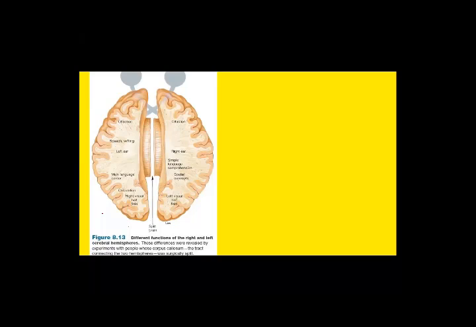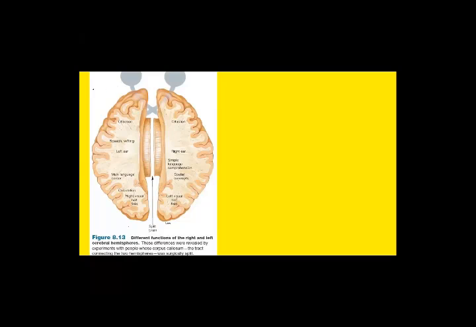Now we will discuss the concept of cerebral dominance. By cerebral dominance, we mean that within each individual, either the left cerebral hemisphere is dominant or the right cerebral hemisphere is dominant. As we all know, the left cerebral hemisphere controls the movement of the right side of the body, and the right cerebral hemisphere controls the movement of the left side of the body.